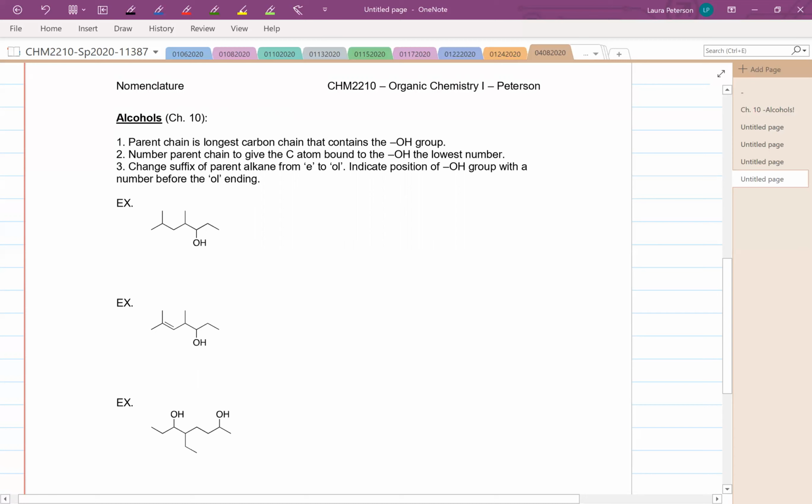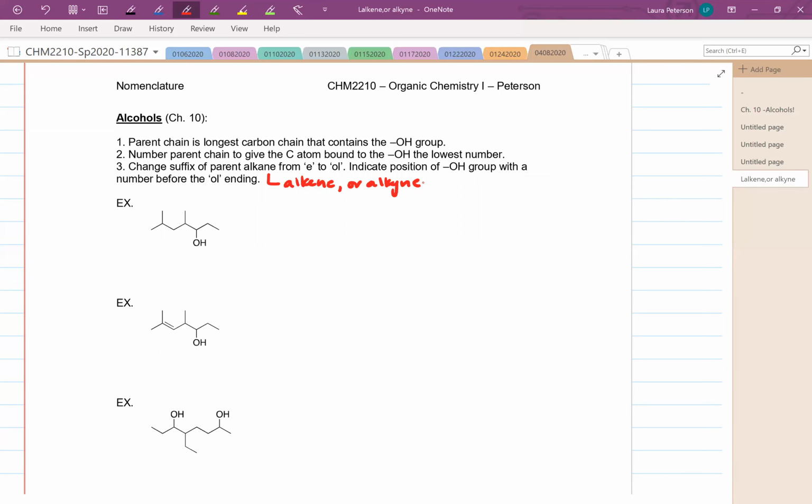Okay, and then we're going to change the suffix of the parent alkane. This should really say of the parent alkane, alkene, or alkyne, because it'll depend on if we have double or triple bonds, but we're going to take that E ending from the parent alkane, alkene, or alkyne, and we're going to change it to OL. And then we are going to indicate the position of the OH group within the molecule by the number before that OL ending.